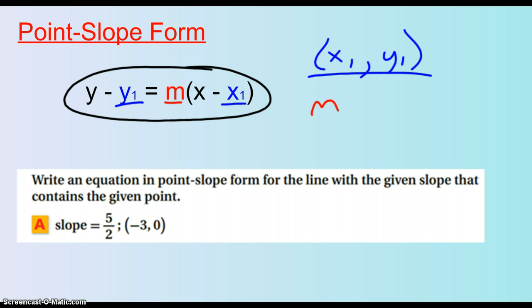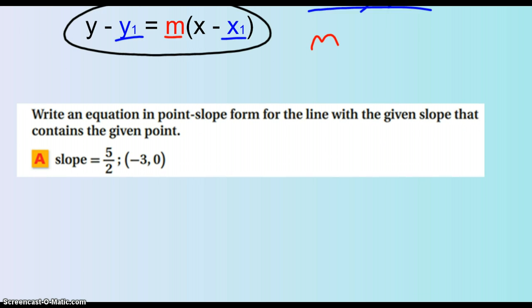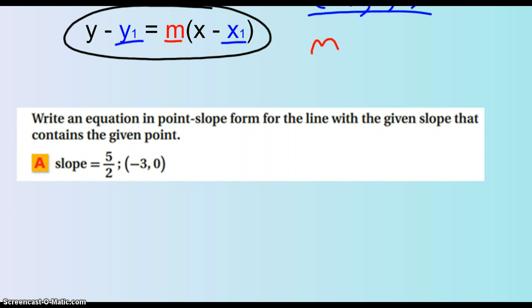I will prove to you why this formula works in class, but I'm not going to do it now just to save on time. So, what does an equation in point-slope form look like? Well, let's find out. That's what this particular example is asking. Write an equation in point-slope form for the line with the given slope that contains the given point. So we know that this point is on the line, and we also know that the line will have this slope. Well, we just plug in things where they should go.